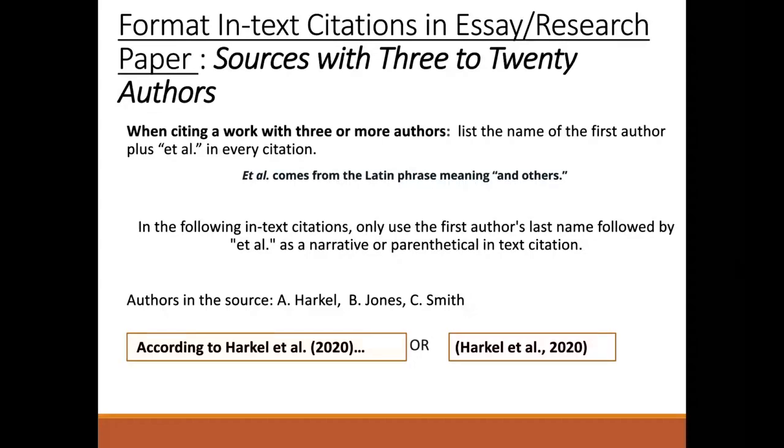So if you automatically see authors that are more than 3, you already know that you're going to put et al. as the in-text citation in your paper. You're not mentioning all of the authors.